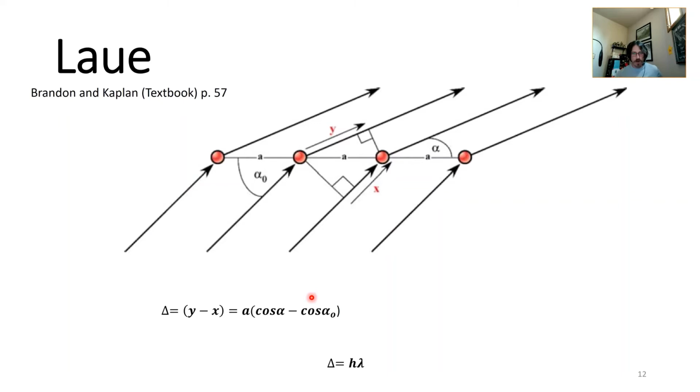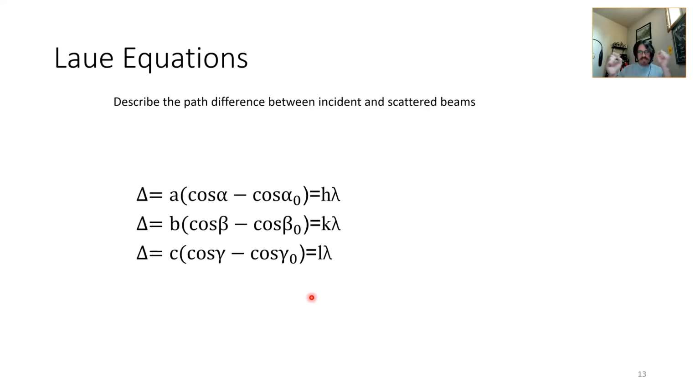If you remember, this is only one side. So this is the side A. And again, path difference, I saved the animation because it was obscuring what I was trying to point out. But there's a path difference, y minus x. If you take this same scenario for the 3 sides and the 3 angles that make up a crystal structure, you end up with delta equals H lambda, delta equals K lambda for side B, and delta equals L lambda for side C. So A corresponds with H, B corresponds with K, C corresponds with L.